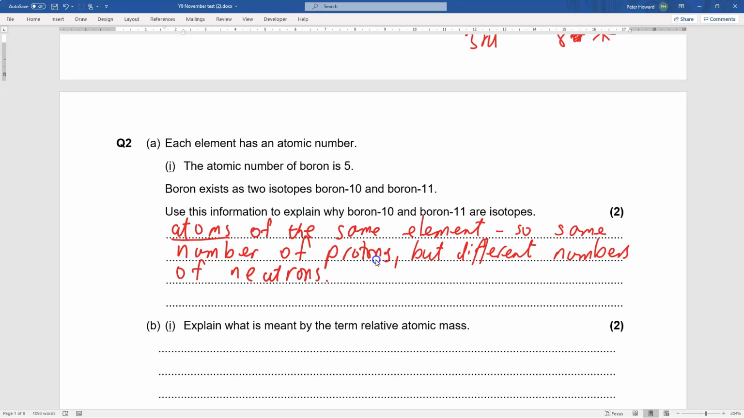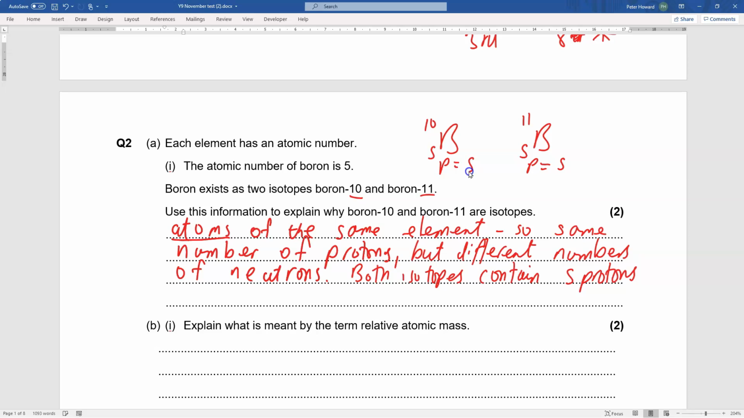Then we can explain it for this particular example. And you say both isotopes contain 5 protons, which is what's the same. So we're making sure we're explaining using an example. Now boron, we know it's telling us if it's got 2 versions of boron. If it's got 10 here, this is talking about the mass number up here. This here, 11, is the mass number up here. And again, we've said for both, they have 5 protons.